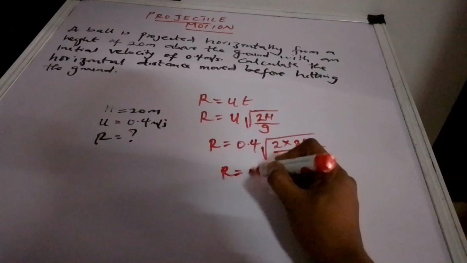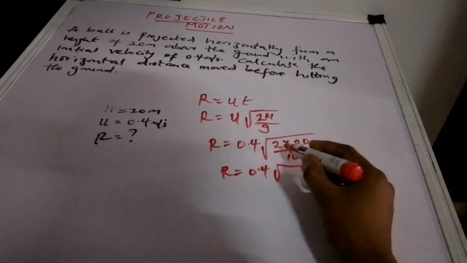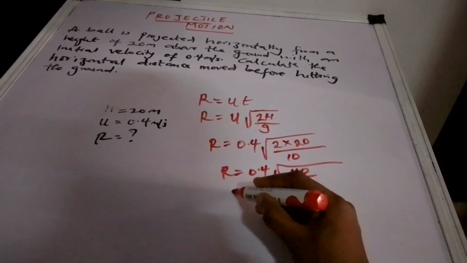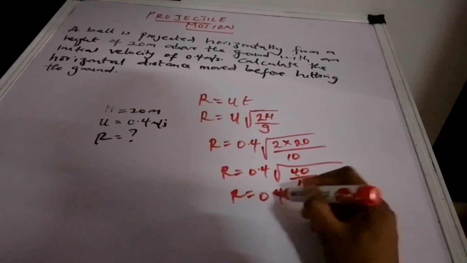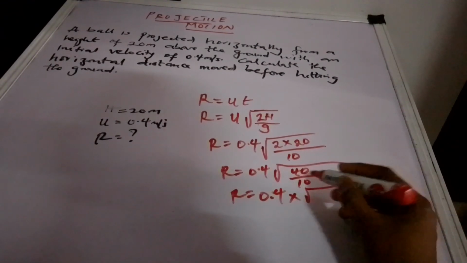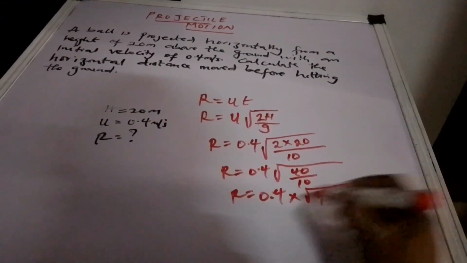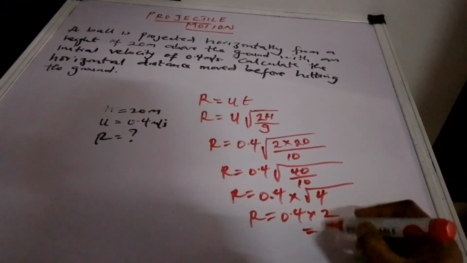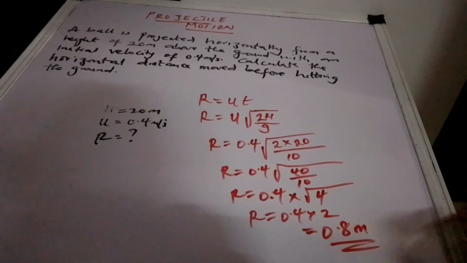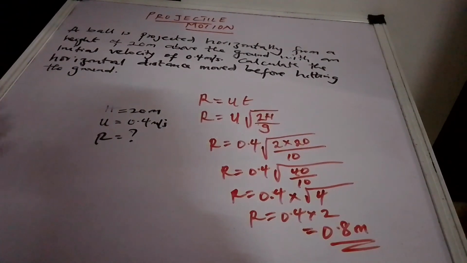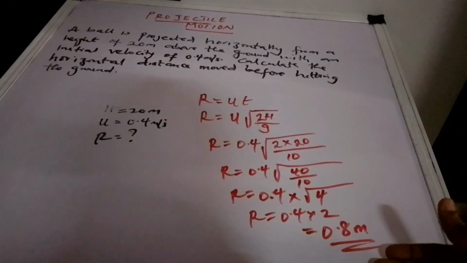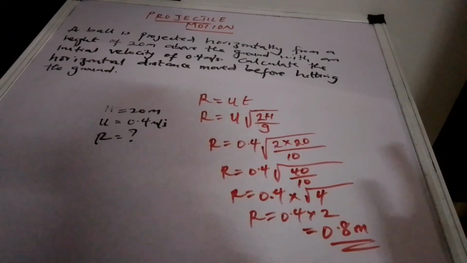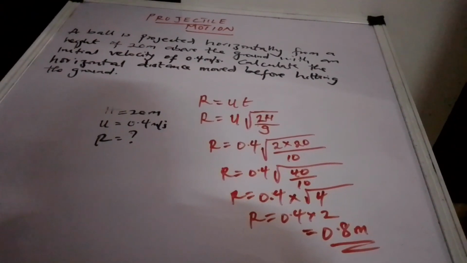So our R is going to be 0.4 times the square root of 40 over 10. So R is going to be 0.4 square root of 4, and the square root of 4 is 2. R is going to be 0.4 multiplied by 2, which is 0.8 meter. So our horizontal distance of this object is 0.8 meter. The point is, you must know when to use the vertical component and when to use the horizontal component.